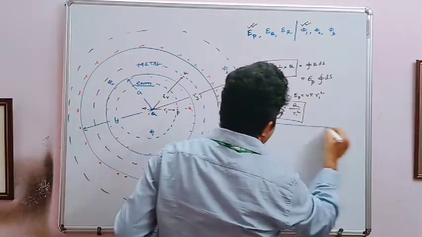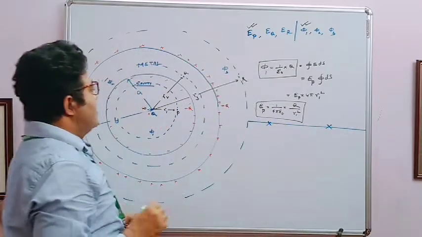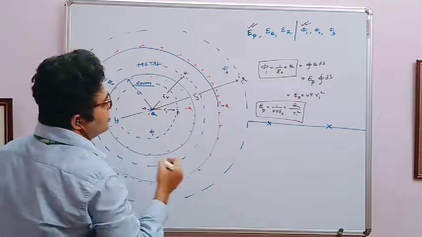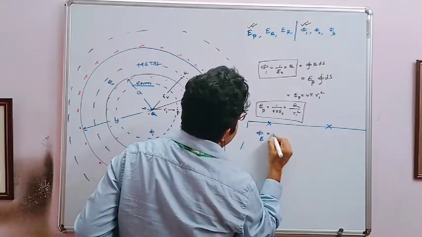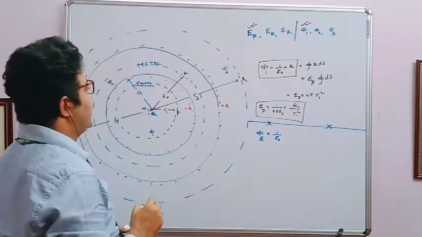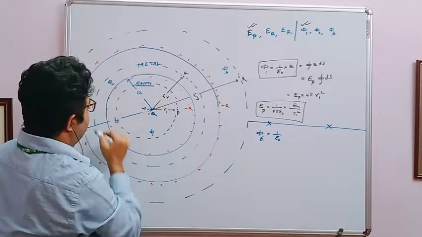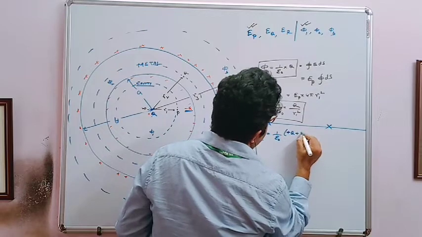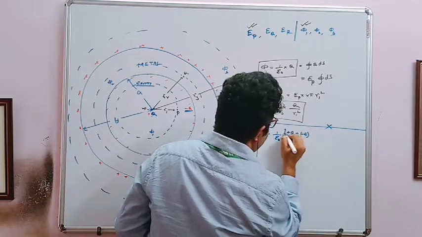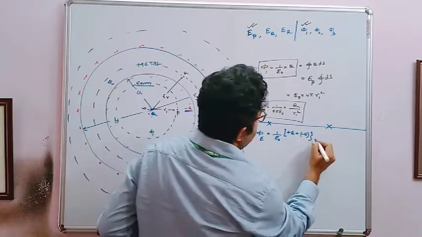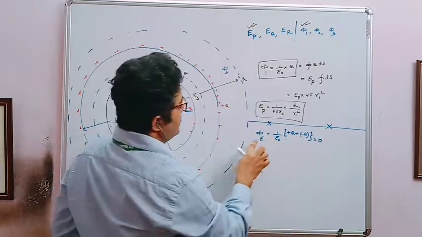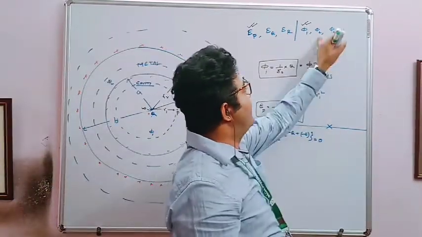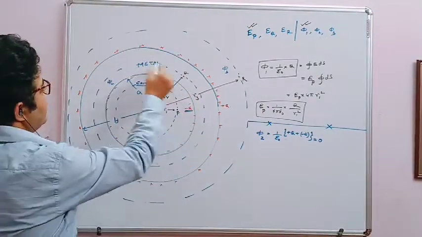Now the second one. For this one, how much charge is enclosed? Flux phi 2 is 1 by epsilon naught into the charge enclosed. See, within this one, this is plus Q and this is minus Q. So what can you write? Plus Q plus minus Q, we can put it in a bracket, that is equal to 0. So the electric flux for the second one is 0.